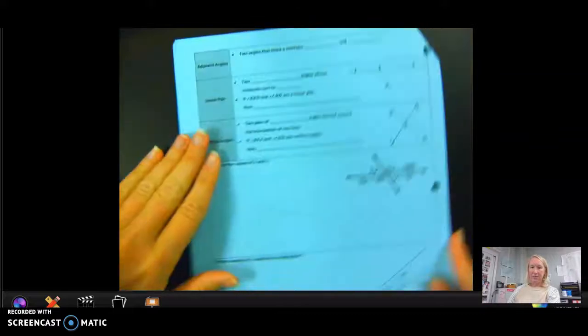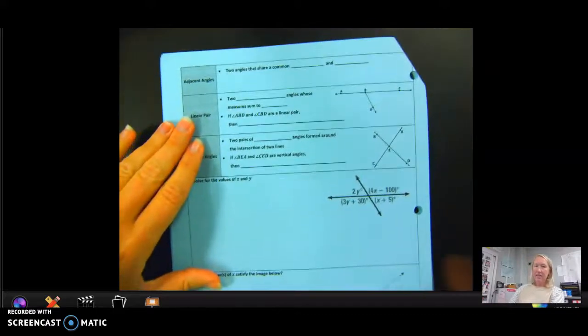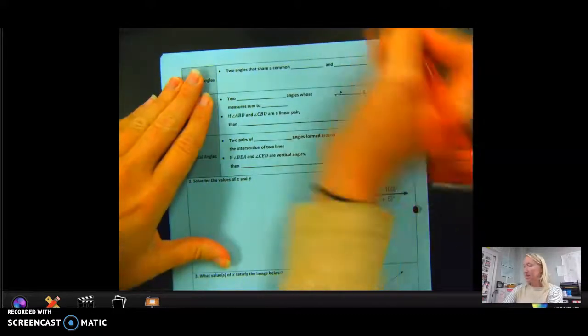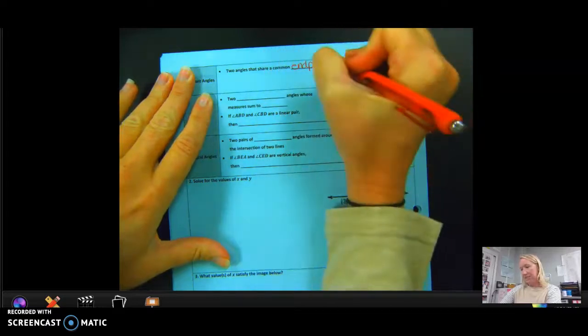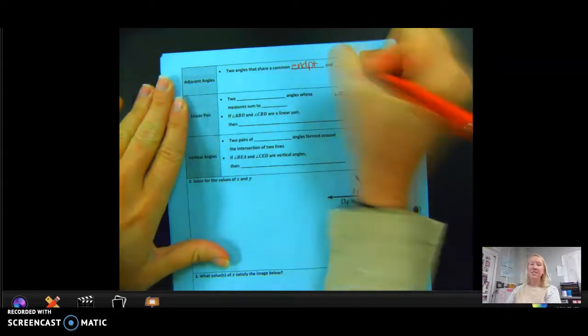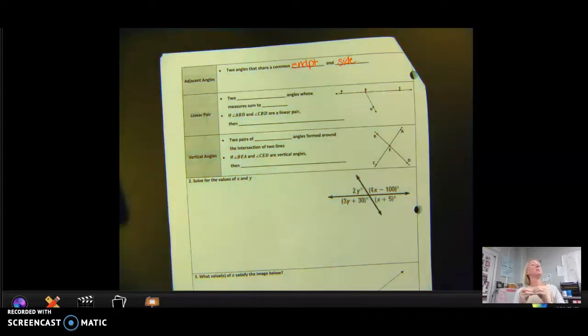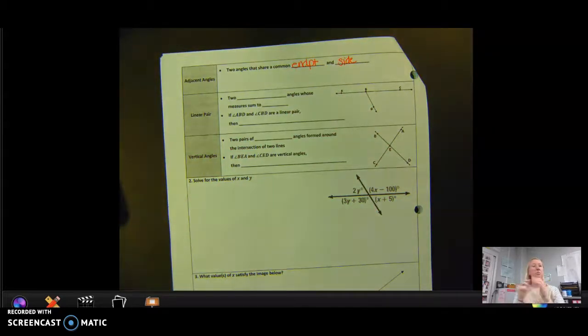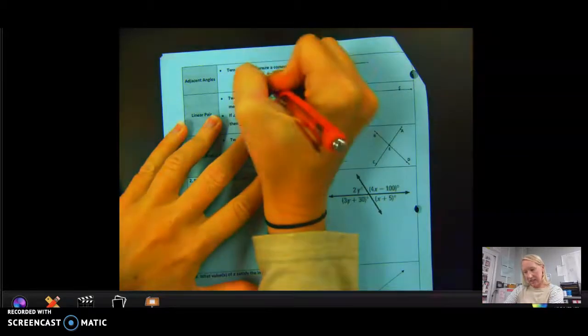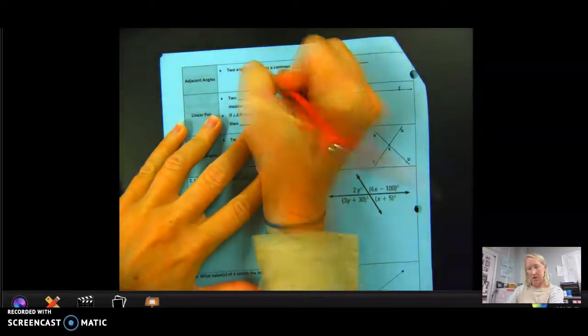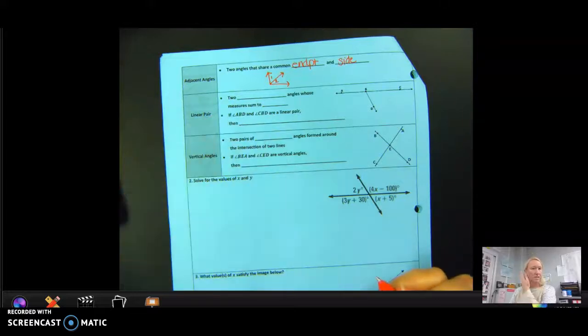Next page. Adjacent angles: two angles that share a common endpoint and side. Adjacent means right next to. So when we talk about adjacent angles, they're right next to one another. They share a side. People in a room are adjacent if they're sitting right next to one another. So if I have this angle and this angle, I could say angle 1 is adjacent to angle 2 because they share an endpoint and side.